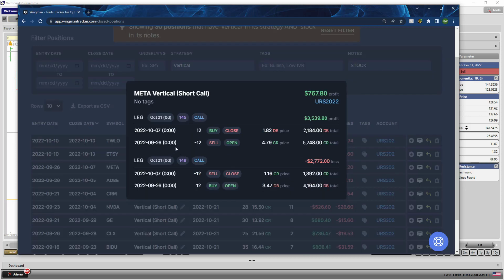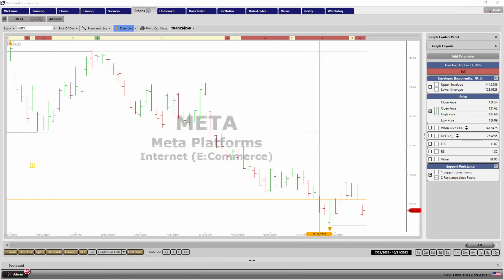So you can see on September 26th, I sold 12 145 calls, and on September 26th, I bought 12 149 calls. Let's take a look at that trade. I want to show you the details of how this works, why I like options, and why specifically I like this type of trade.